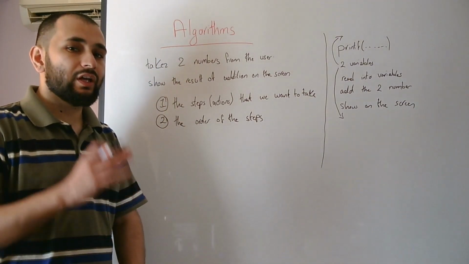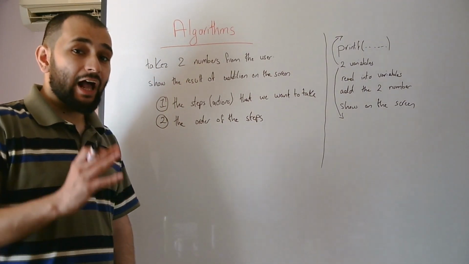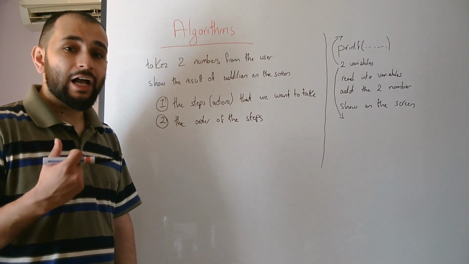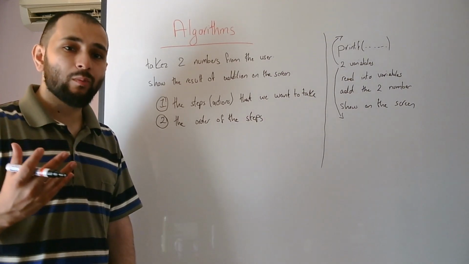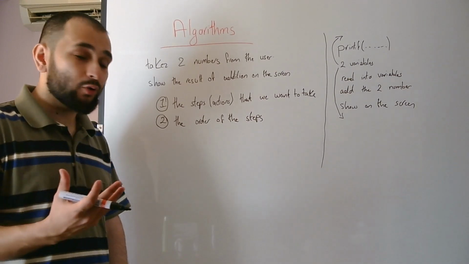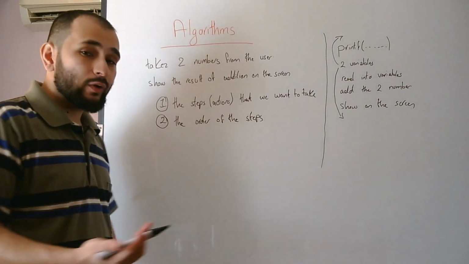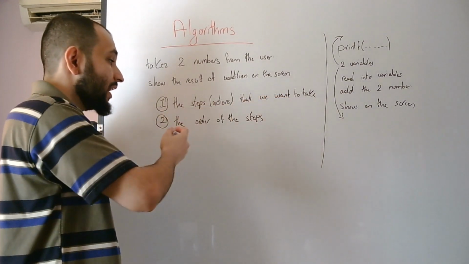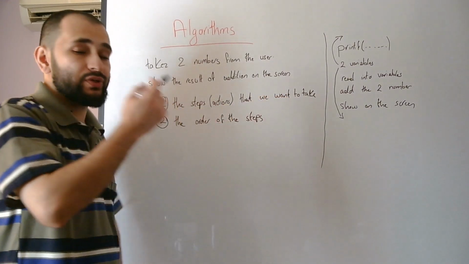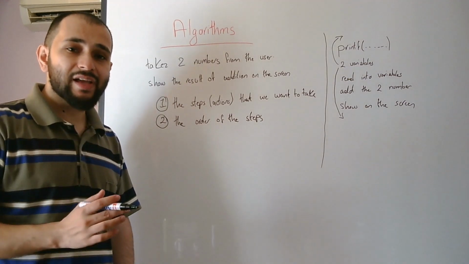So as a conclusion, just remember that algorithms are basically the procedure for how we want to solve a problem or how we want to create a program. And in algorithms, two points are important: the steps or actions that we want to take, and the order of those steps. So that's it for this episode.